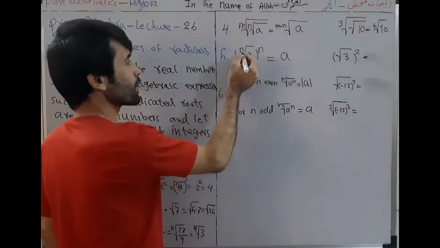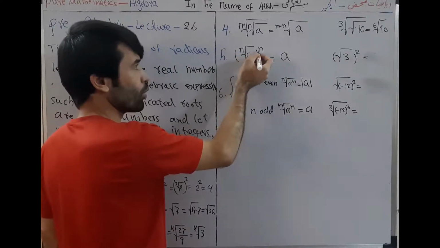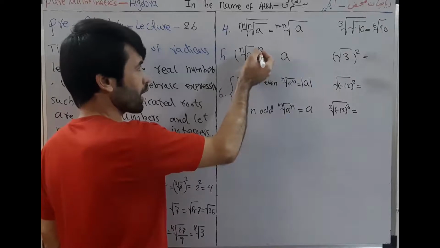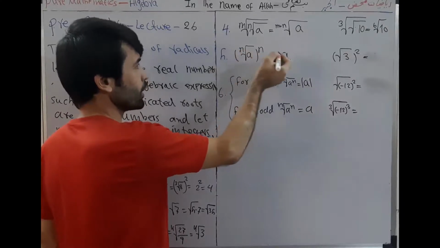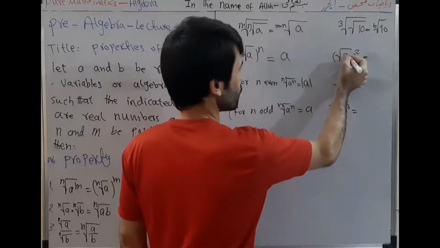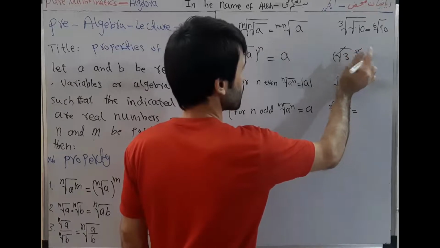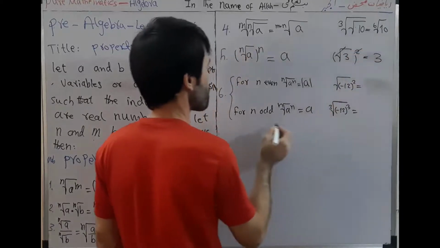If we have it like this, n root of a whole to the power n, we cancel n, then we get a. Here we have square root of 3 whole to the power 2. These two cancel, then we get 3.